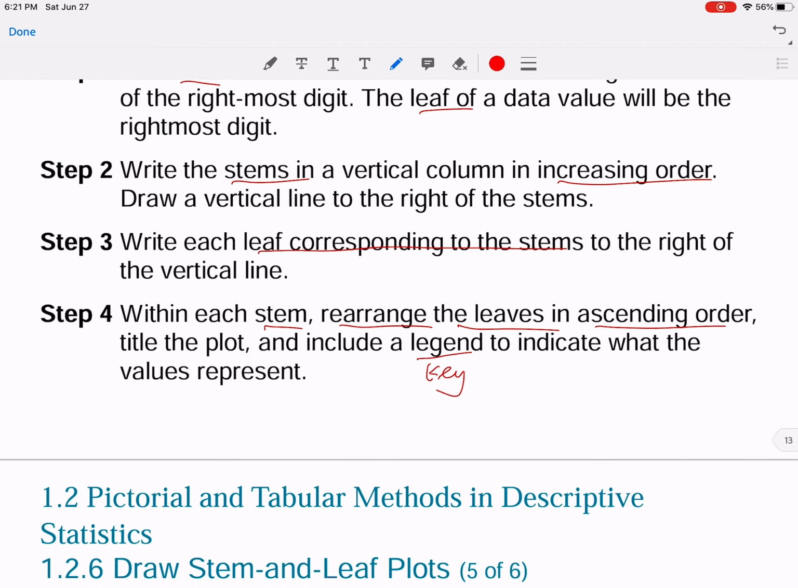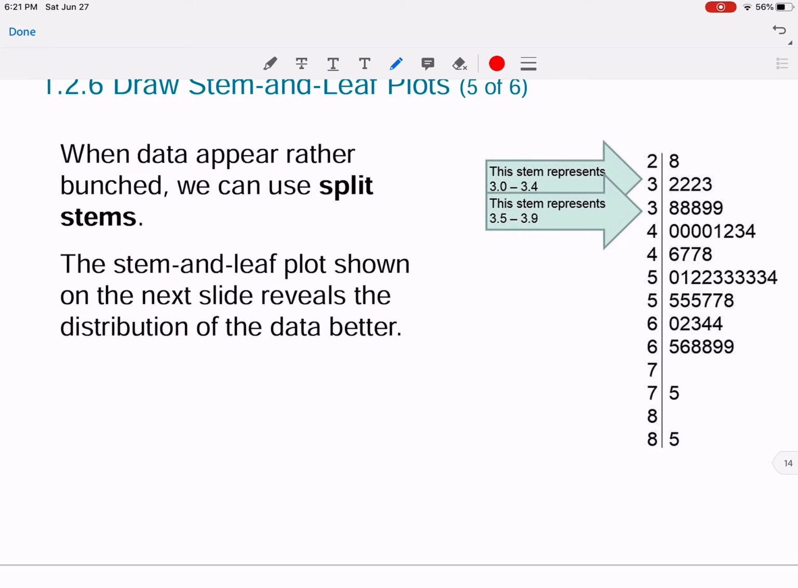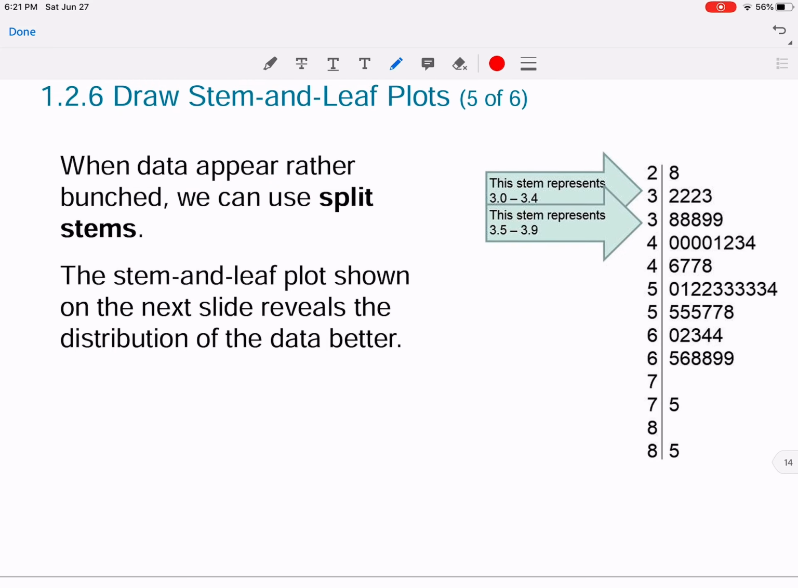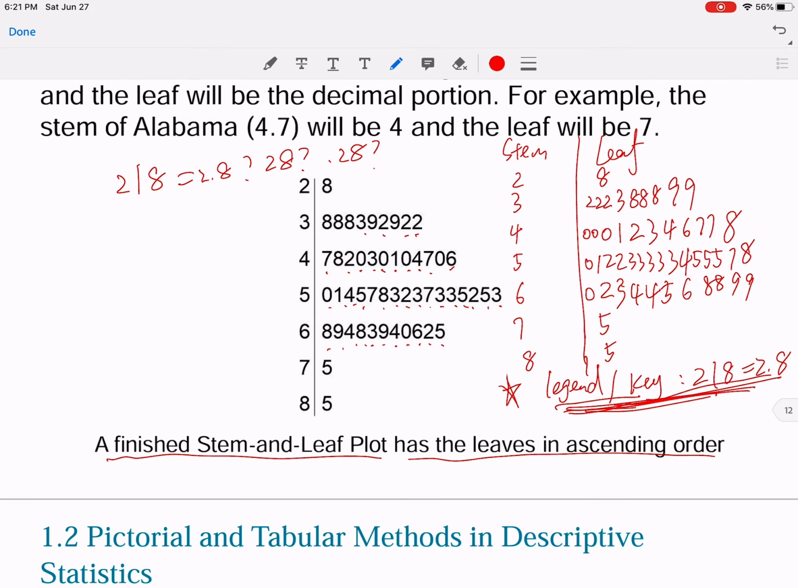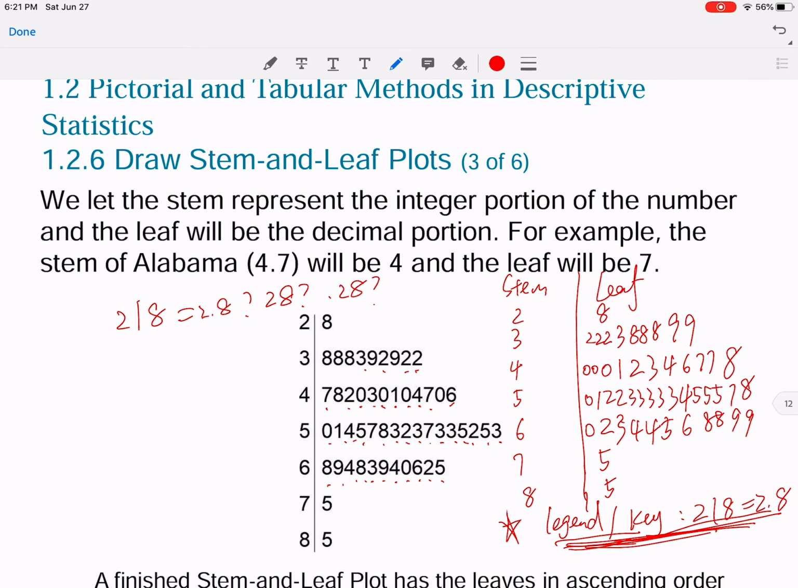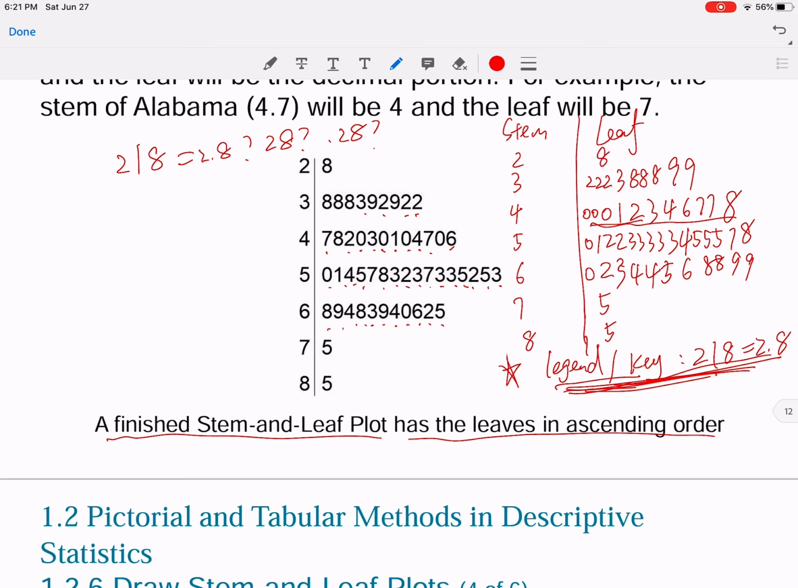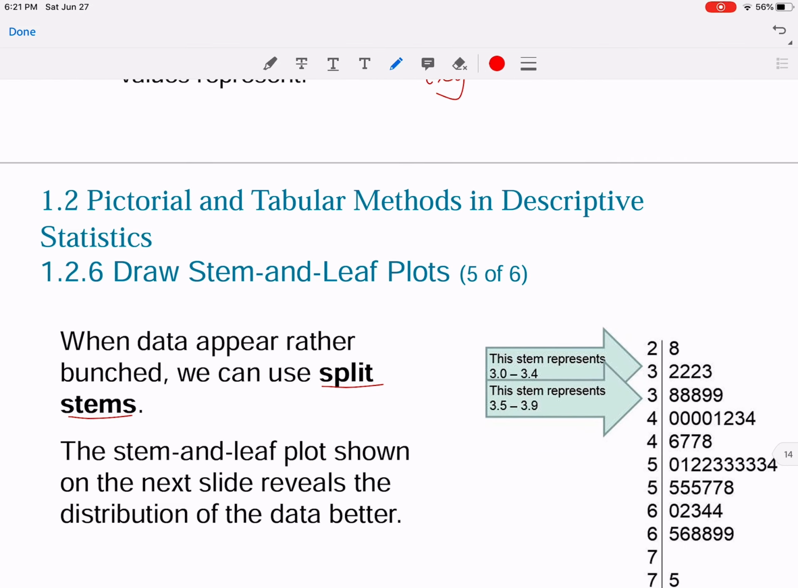Okay, and there's a little tip for the stem and leaf plot. When data appear rather bunched, we can use split stems. Since what we got here, the leaves are kind of long, to make it look more clear, we split the stems, just like this. The first stem over here represents 3.0 through 3.4, and the second one represents 3.5 through 3.9.